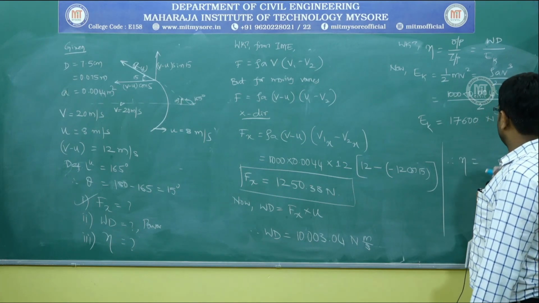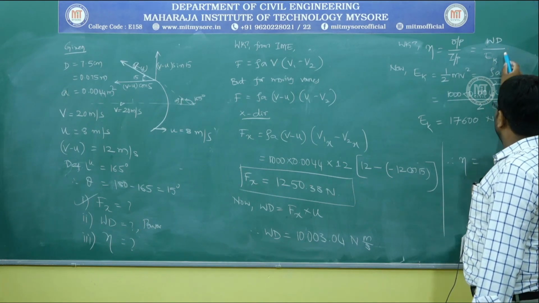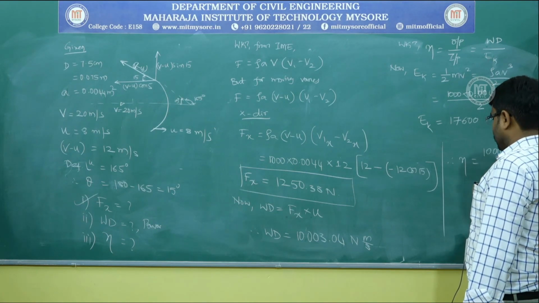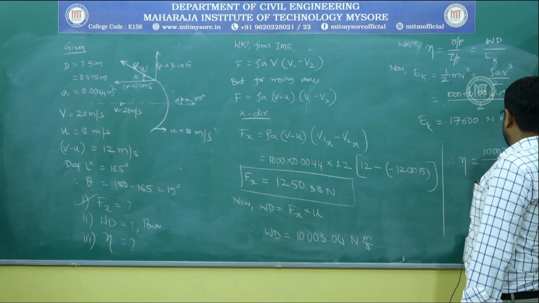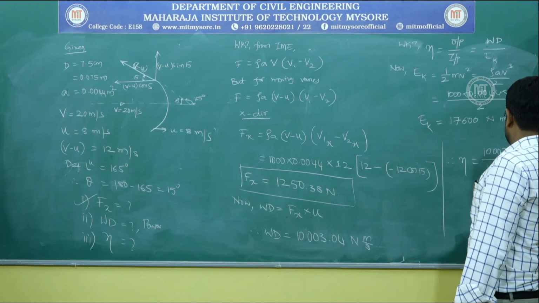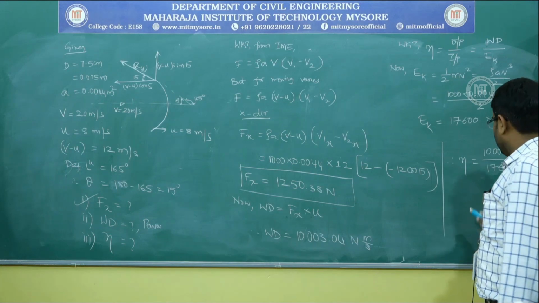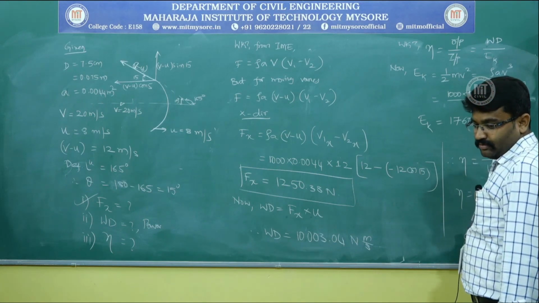So efficiency would be equal to work done by kinetic energy. Work done was 10,003.04 divided by 17,600, whole multiply by 100 to convert that into percentage. So efficiency would be equal to 56.4%.